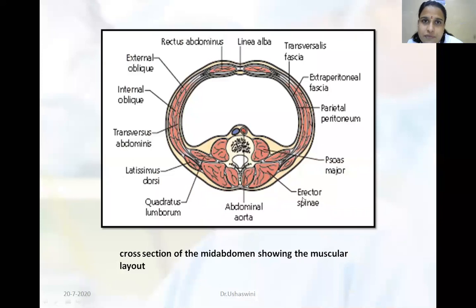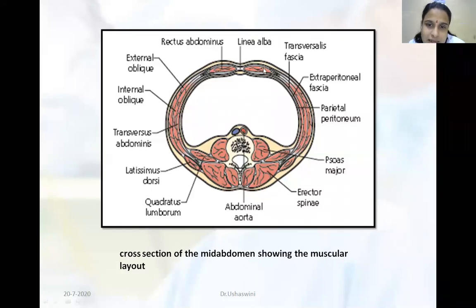Again, a cross section of the mid-abdomen that shows the muscular layout. I told you the three broad sheets of muscles that run from the flanks onto the anterior part of the abdomen as an aponeurotic layer. They are as such with their surrounding fascia. External oblique, the outer one. Next, the internal oblique. And then comes the transversus abdominis muscle. Beneath this muscle, you have the transversalis fascia. And beneath the transversalis fascia, you have extraperitoneal fascia and the parietal peritoneum.